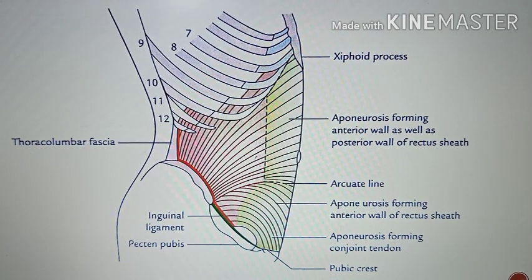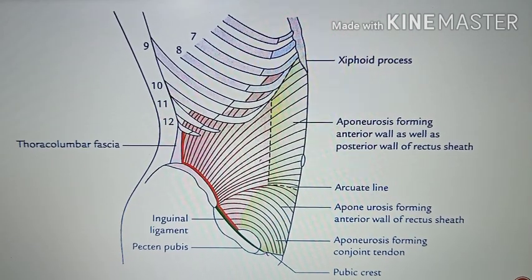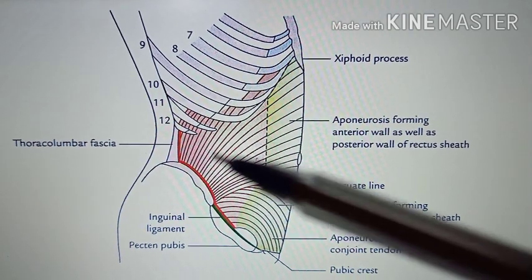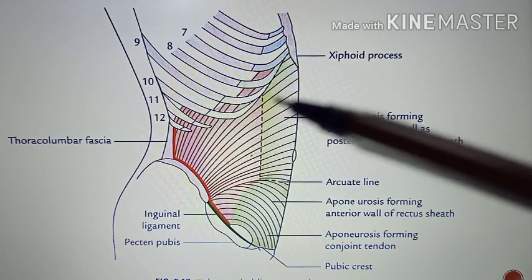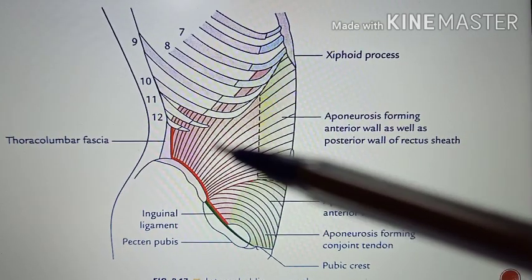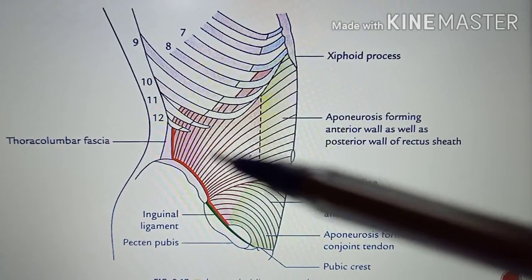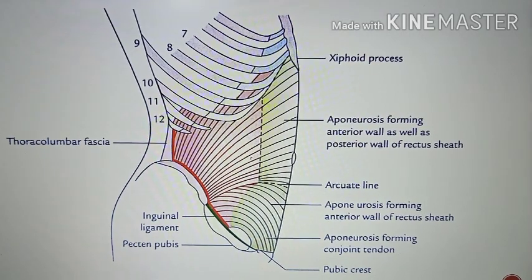Most of its muscle fibers pass in a superomedial direction. The fibers will run upwards as well as medially. It passes in a superomedial direction.